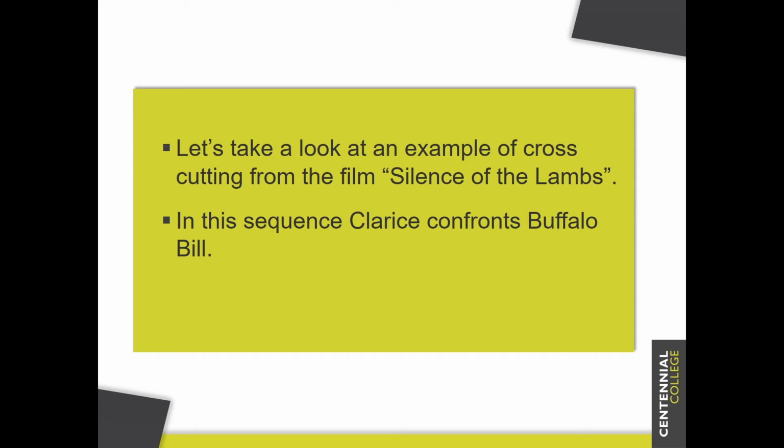So we cut back and forth between the FBI raid being set up and Buffalo Bill's house. And it goes back and forth, back and forth. Eventually it ends with Clarice, the hero of our show, our protagonist, confronting Buffalo Bill. That's where it ends. And we find out that the FBI are raiding the wrong house and that Clarice is in big trouble. So let's take a look at a couple of snippets from Silence of the Lambs.